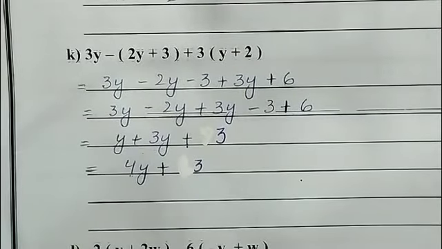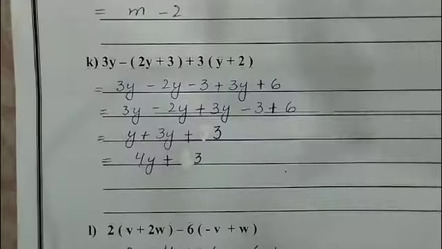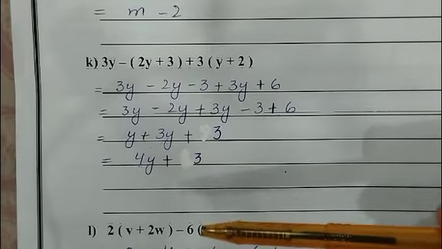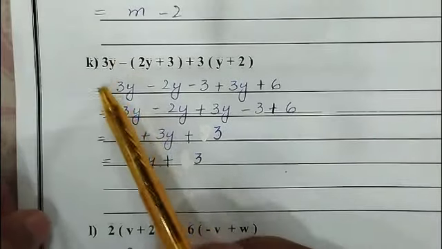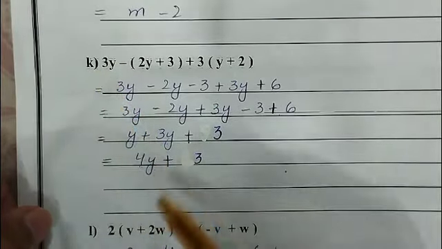Parts H, I, J are similar to part G. They are going to be solved as it is, as you have solved part G. Now let's move towards part K. Part K is also similar to part G, so let's start, but it has a little bit of difference.